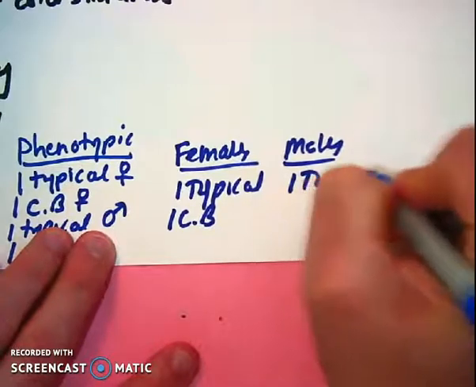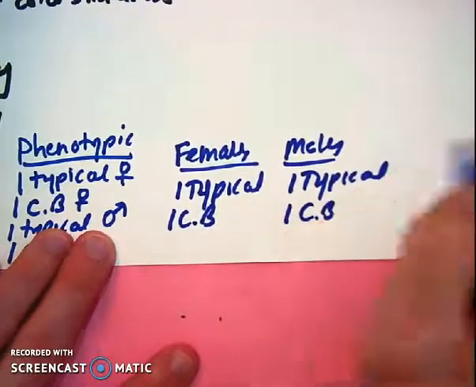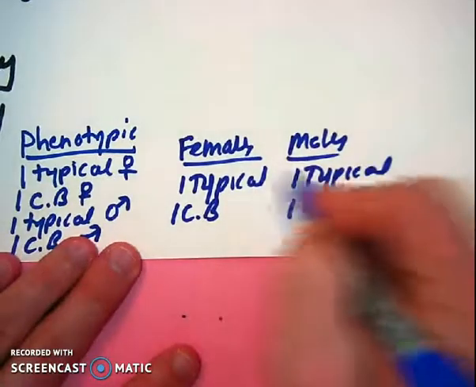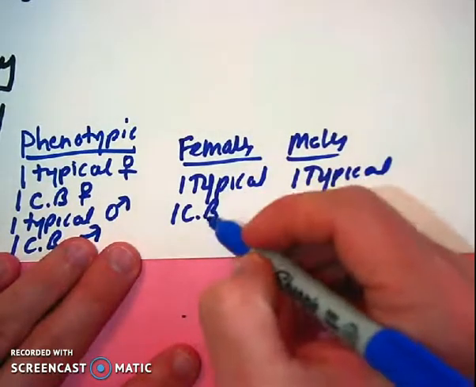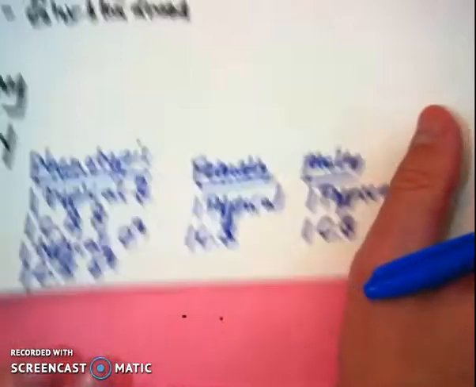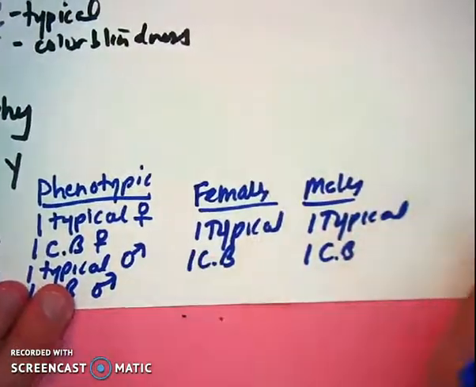One typical, one colorblind. So it's just another option. This method seems to work when you have a lot more combinations. So it's kind of how to approach this. There are two different ways. I'll accept either of them. So what does this do?